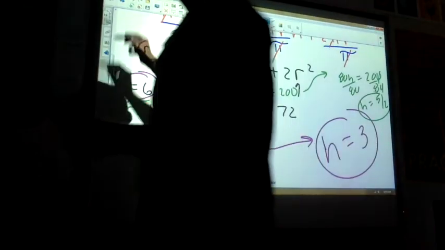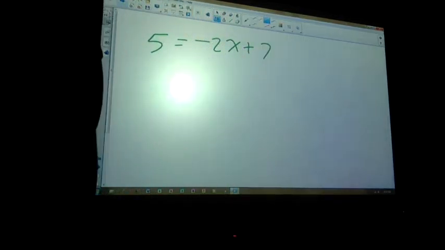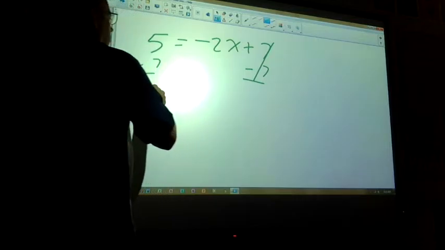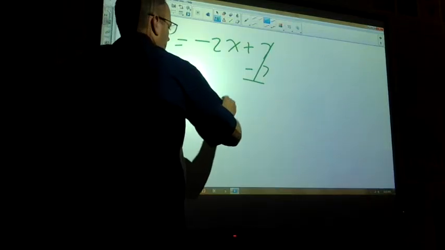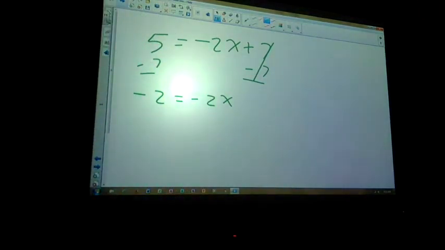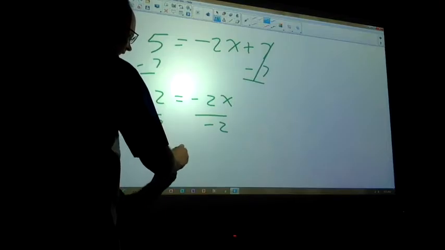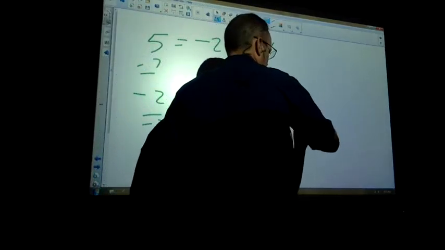All right, let's do this one. Warming up. Talk me through it. Hang on, don't talk me through it yet. Let me get it written up there. Okay. Step number 1 is subtract 7. Cancel. So that's negative 2 is equal to negative 2x. What do you think? Yep. Last step. Divide by negative 2. Divide both sides by negative 2 to get x all by itself. So I get 1 equals x, which I should write as x equals 1.